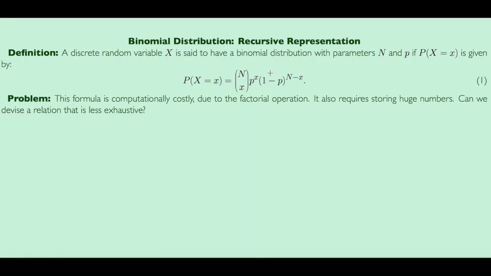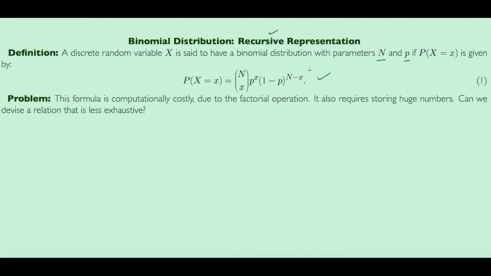So in this video we will talk about a binomial distribution and how we can represent the binomial probability in a recursive manner. By definition, a discrete random variable X is said to have a binomial distribution with parameters n and p if the probability of X equal to x is given by n choose x times p to the x times (1 minus p) to the n minus x.